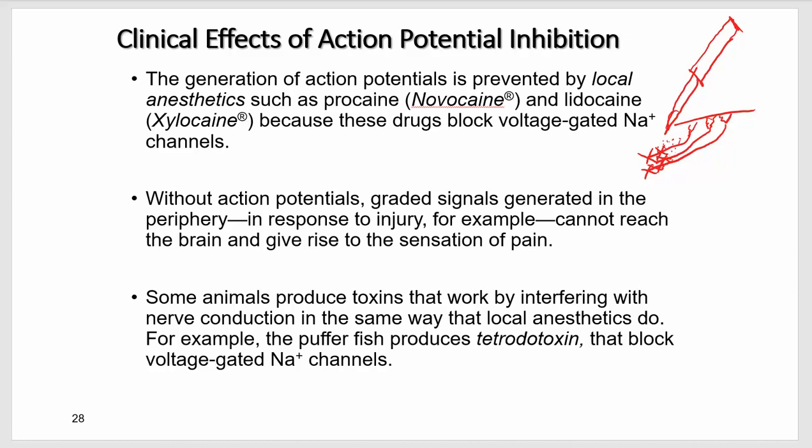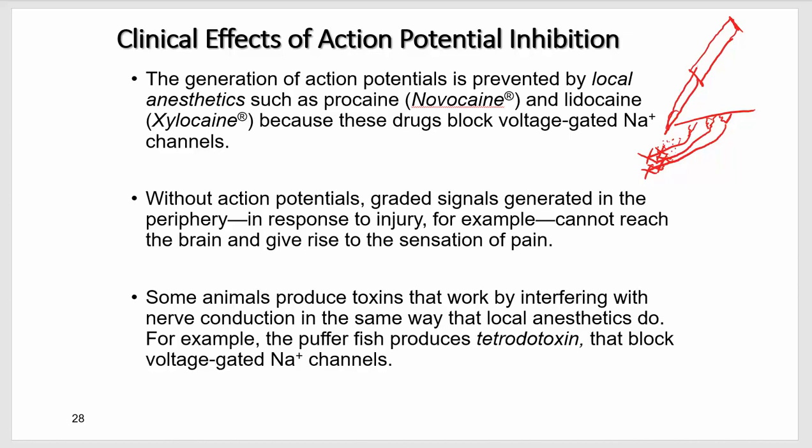And that's the way those drugs work. They block voltage-gated sodium channels, and they block them for as long as they do. Now, this is not something that we would be able to take orally. You can't take a local anesthetic orally. You don't want to shut down all of your voltage-gated sodium channels in your body. You would die.